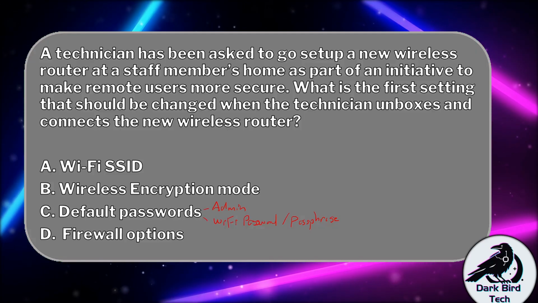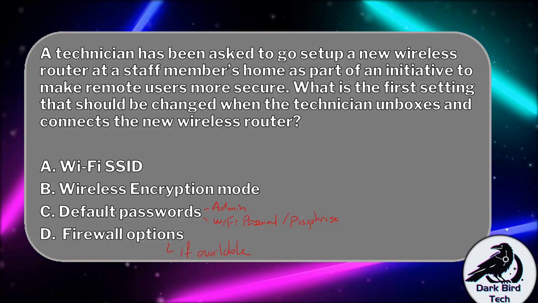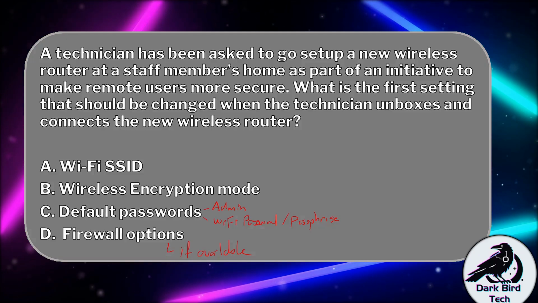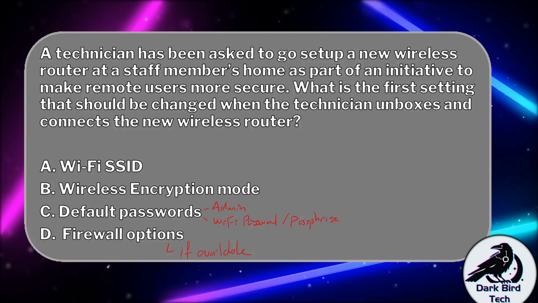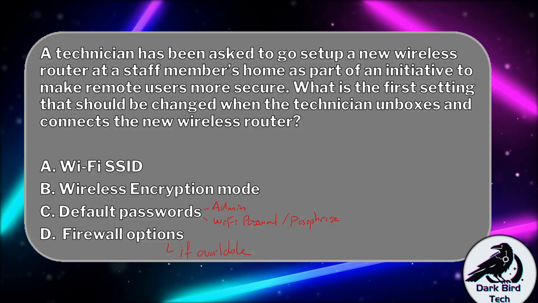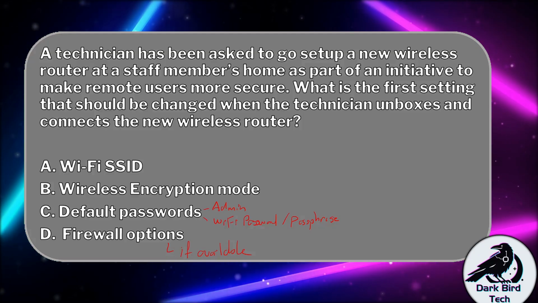And then firewall options. Now first I want to preface this with if available. Not every home router has some sort of firewall setting. And those that do might not offer that much useful stuff. But it is definitely something I would explore and figure out what the settings and configurations can do, and then use the ones that would improve the network security for the home user. So all four of these are pretty good options.